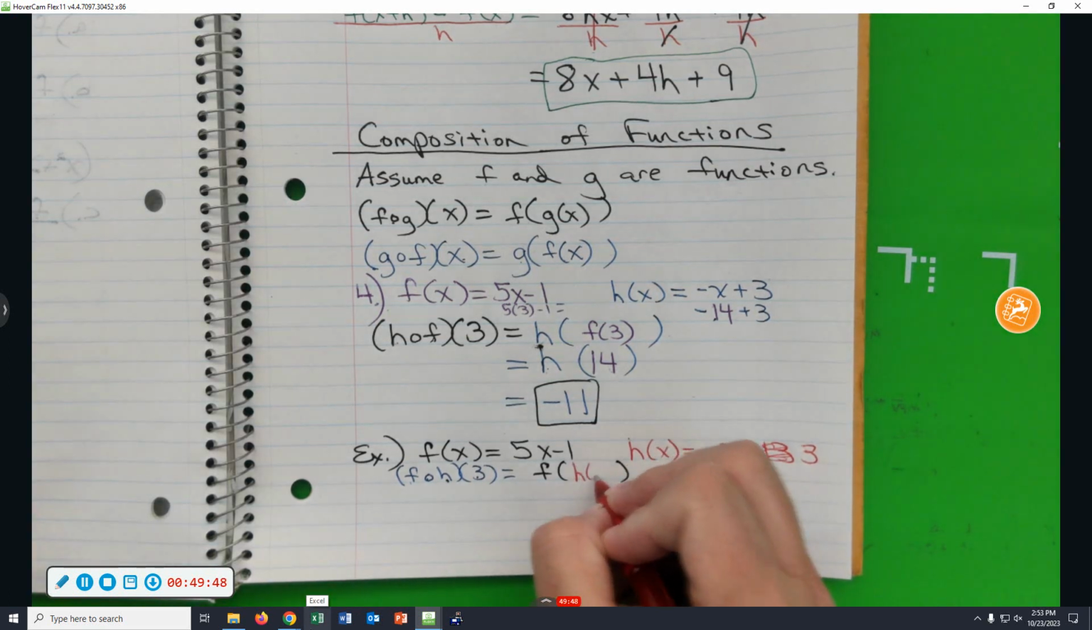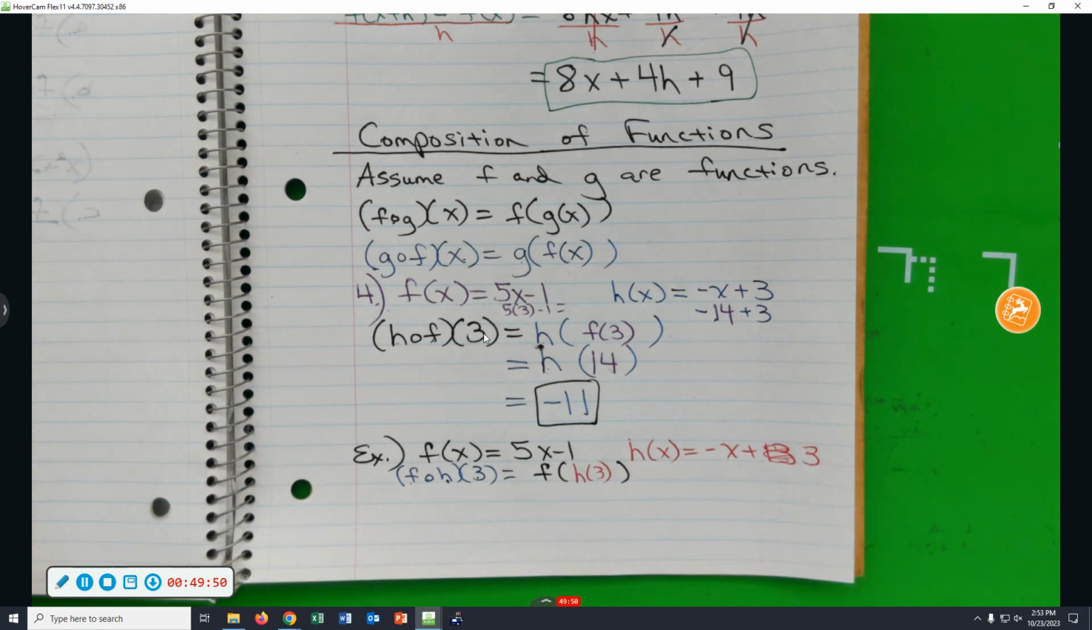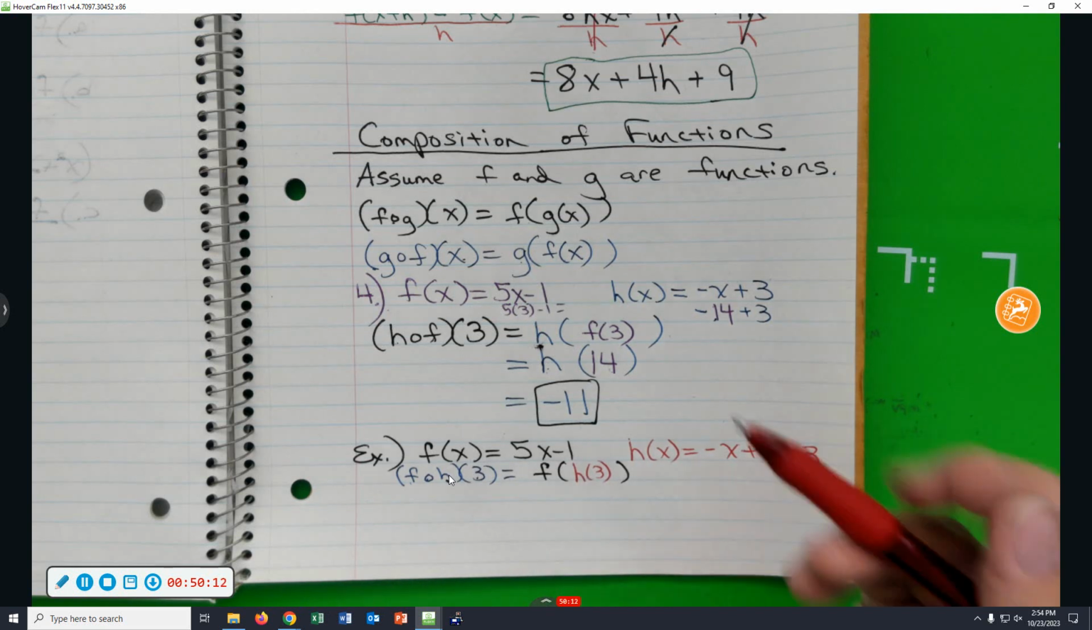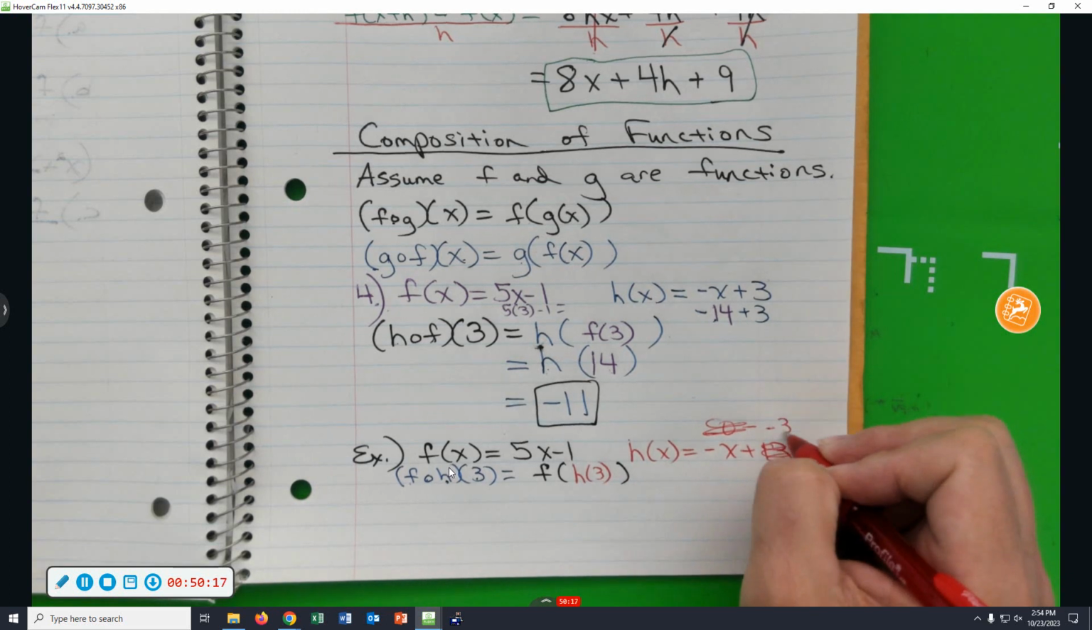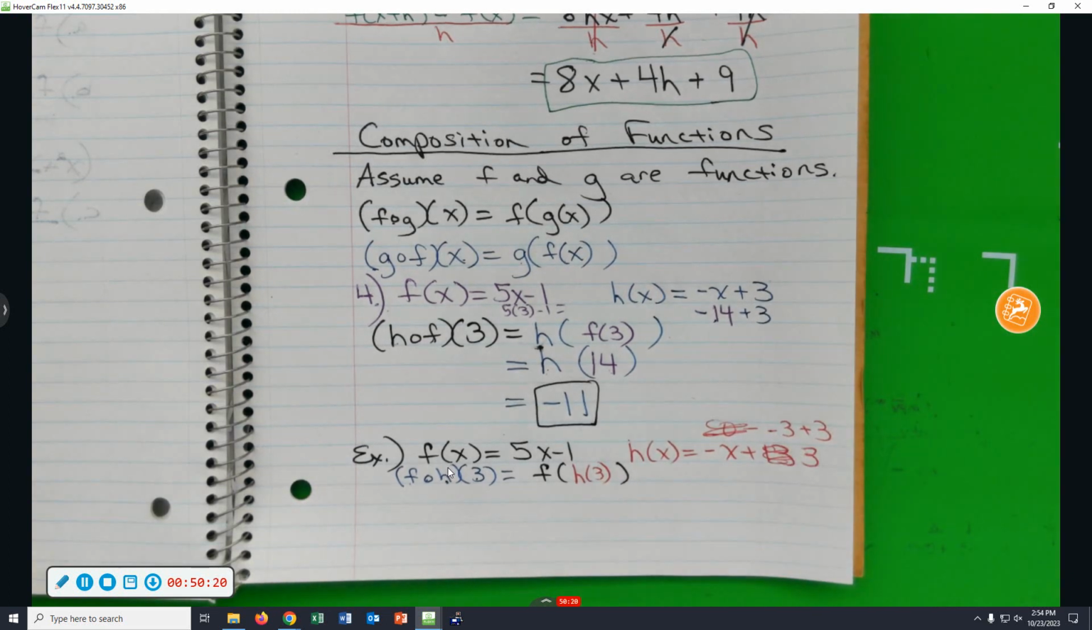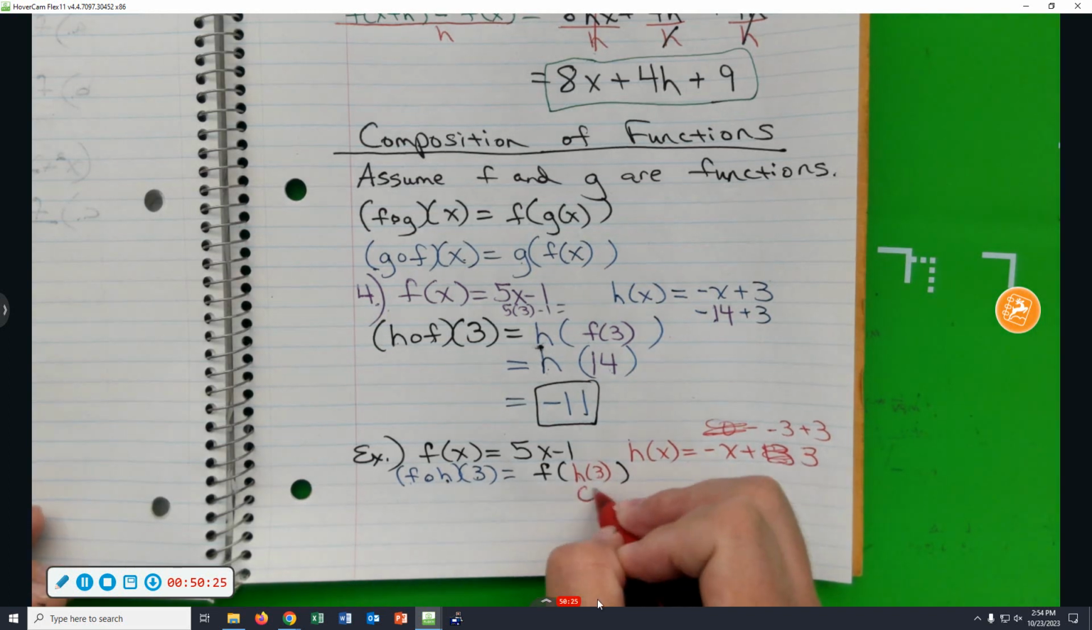So in words, how is this one different from the one we just did? Over here you took the 3 and plugged it into f first. Where are we going to plug the 3 here? Is the 3 going to be plugged into f? You plug the 3 into h. So you have a negative 3 plus 3. What's that going to give us? 0. So h of 3 is just 0.